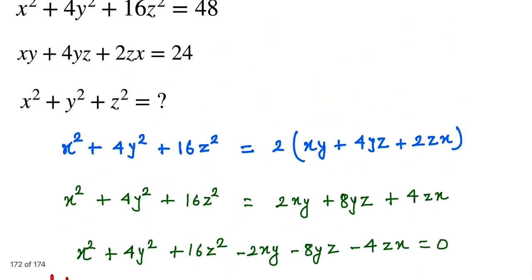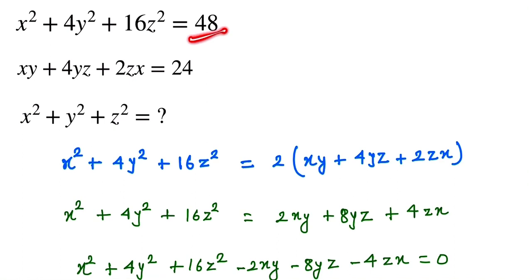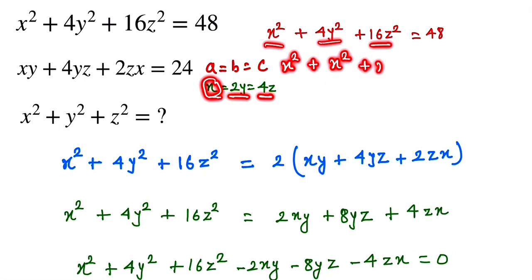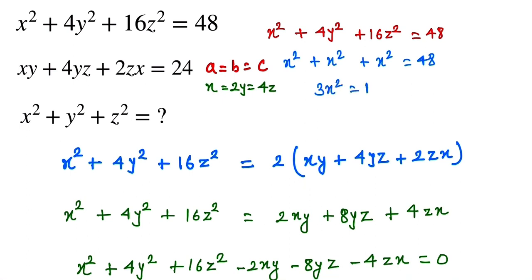Now we focus on the question. Here is the equation x square plus 4y square plus 16z square is equal to 48. Here a is equal to b is equal to c, which we already proved. So x is equal to 2y is equal to 4z. Now all are equal, so we can write x square is equal to x square, 4y square is equal to x square, and 16z square is equal to x square, and the sum is 48. So 3x square is equal to 48, so x square is equal to 16.